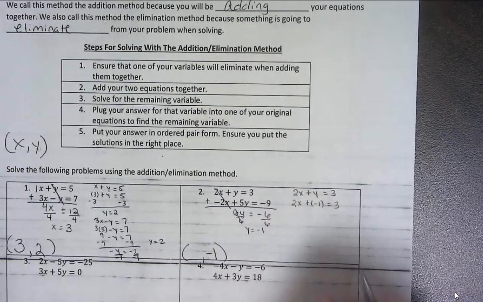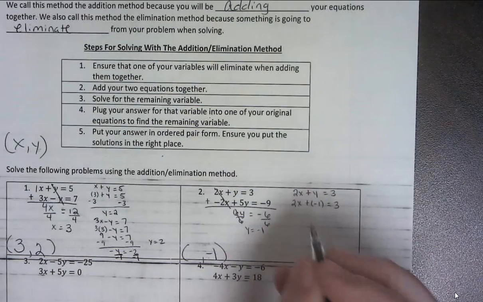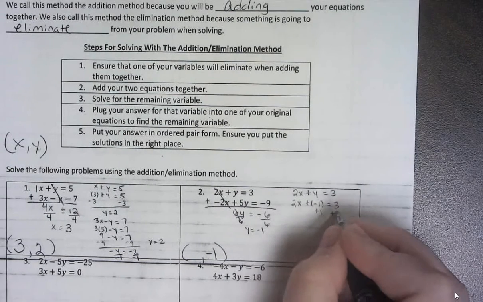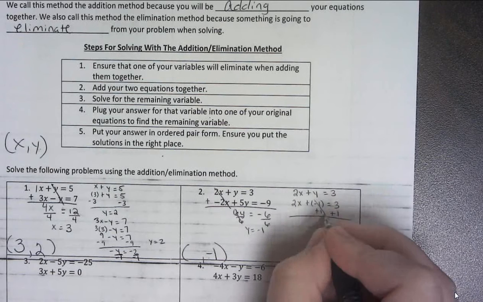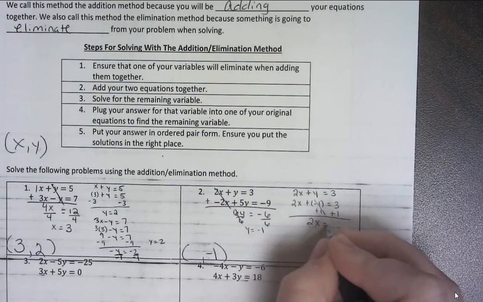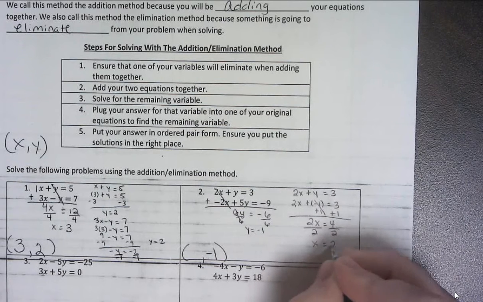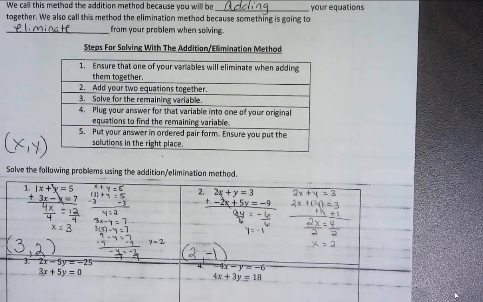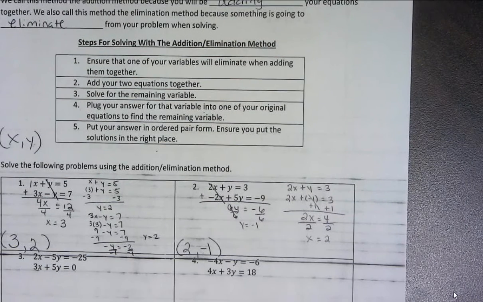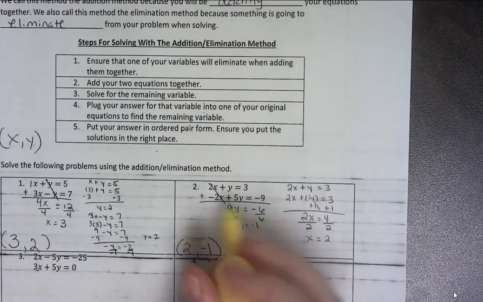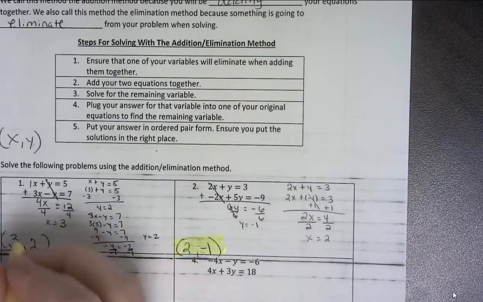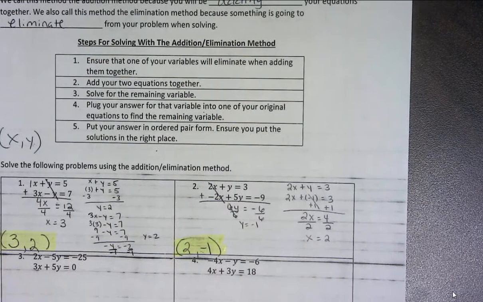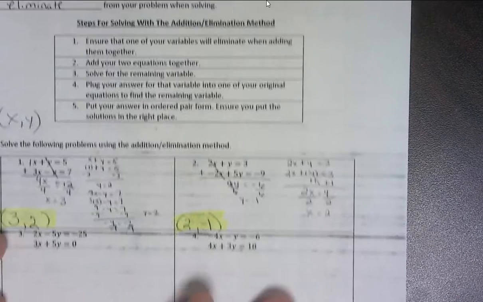So to get that negative 1 to go to the other side, I'm going to add 1 to both sides, which gives me 2x equals 4. And then divide both sides by 2 to get x equals 2. And so that's your answer. So you have an answer of 2 and negative 1 for number 2, and 3 and 2 for number 1. All right, and I apologize about the quality of this paper, y'all.